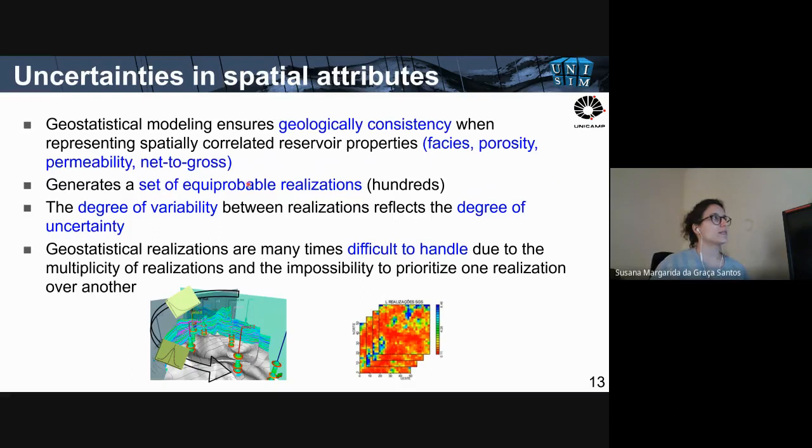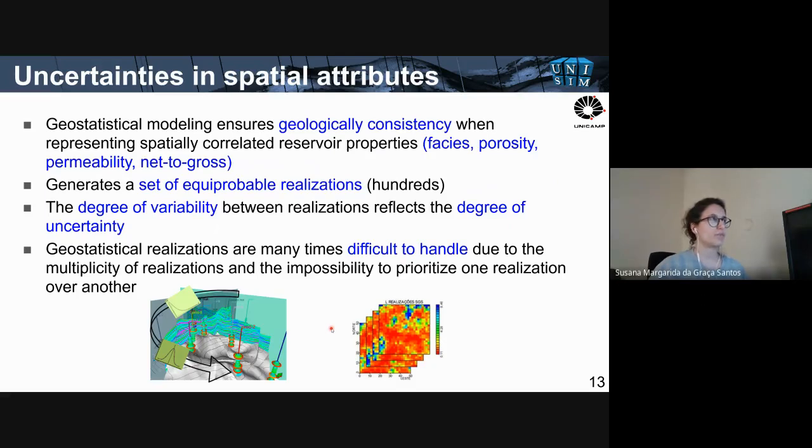And the last one is the geostatistical realizations. This also came from Manuel's class, where he talked about all the modeling techniques that we use to characterize the spatial distribution of the petrophysical properties, such as facies, porosity, permeability, net to gross. All of those we represent using statistical realizations. They are treated differently from the other attributes because they are generated using a very specific method, which is geostatistical modeling. And so we have a set of equiprobable realizations.